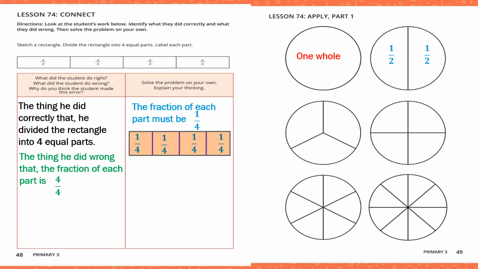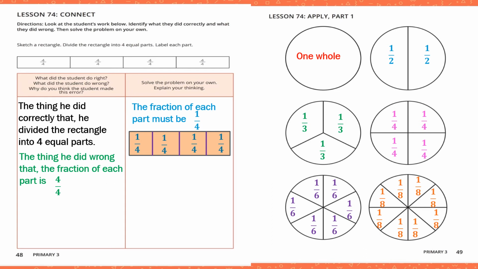The next circle is divided into 3 equal parts. These 3 equal parts, each part will be 1/3, 1 over 3. And the next one, 4 equal parts. So each part will be 1 over 4. The next one, 6 parts. So each part will be 1 over 6. The last one, 8 parts. Each part will be 1 over 8, or 1/8.